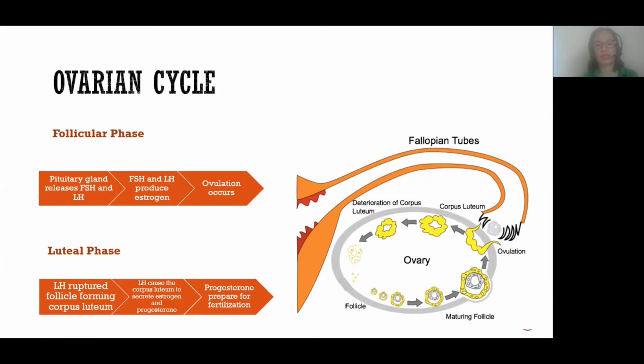So take note, fertilization is the meeting of the egg and sperm that happens in the fallopian tube. Okay, so again, luteinizing hormone ruptures the follicle, forming corpus luteum. Okay, this is that part. Okay, it's ruptured. And then it causes the corpus luteum to secrete estrogen and progesterone. And progesterone will prepare for fertilization. Okay, so this is what is happening in the ovary, as the ovary prepares for the release of a mature egg.